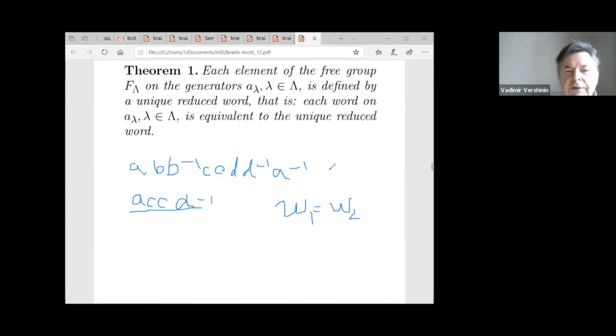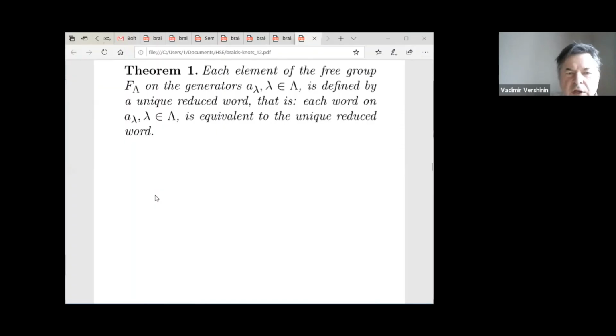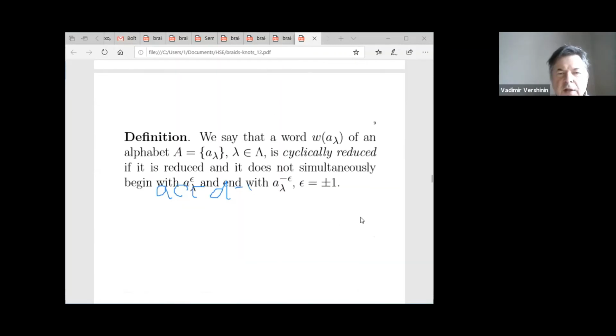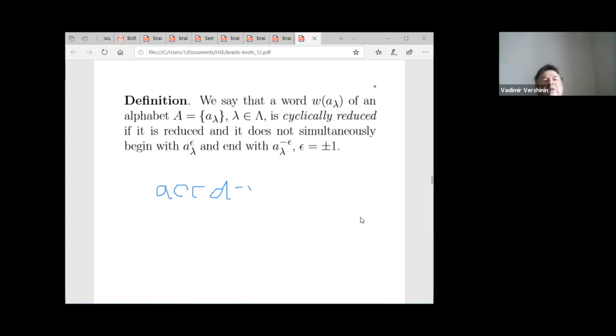Okay, then, sorry, again, what was our word? Our word was A, C, C, A minus 1, right? So what do you see in the solution of the conjugacy problem? It is the following.